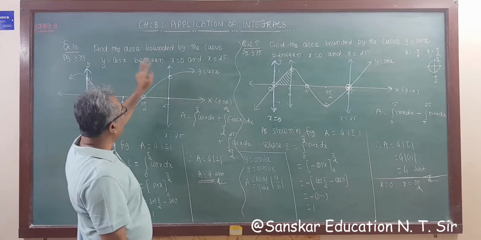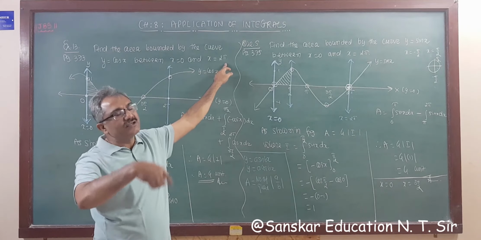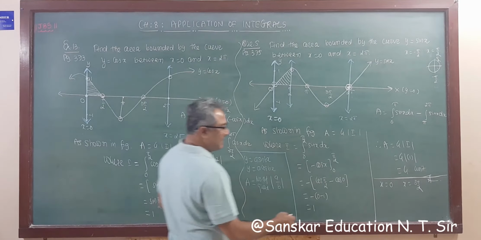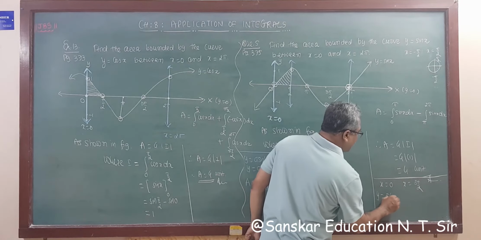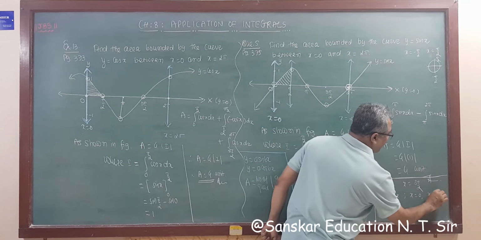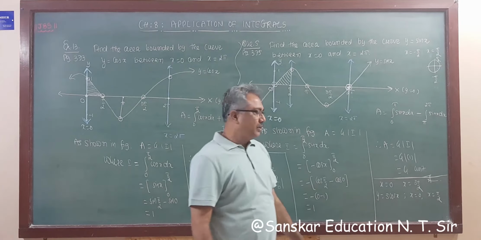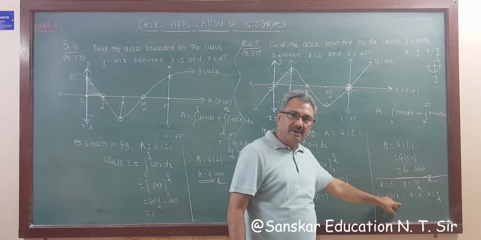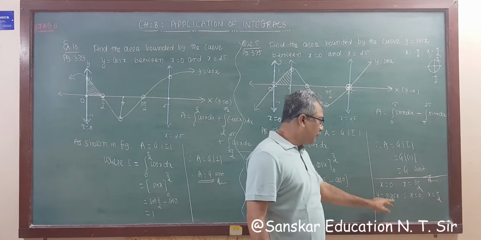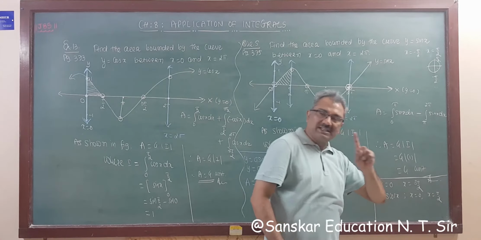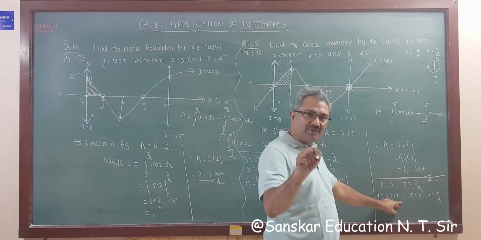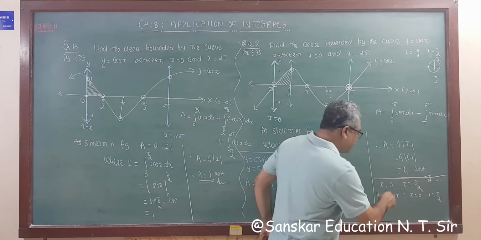So 1, and the number of quadrants from 0 to 2 pi, that means 4 quadrants. So the answer is 4. Suppose the question is like this: y is equal to 3 cos x and the limit is from 0 to pi by 2, right? So a is 3, b is 1, and the number of quadrants is 1. So the answer is 3 units, right? The number of quadrants from 0 to pi by 2 is 1, and a is 3, b is 1. So 3 upon 1 is 3. So the answer is 3.